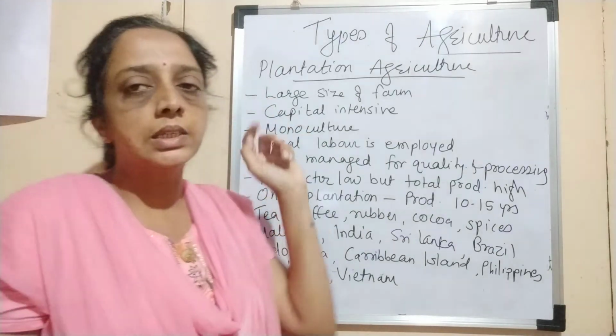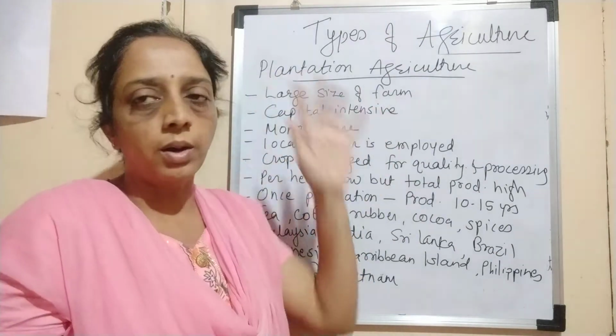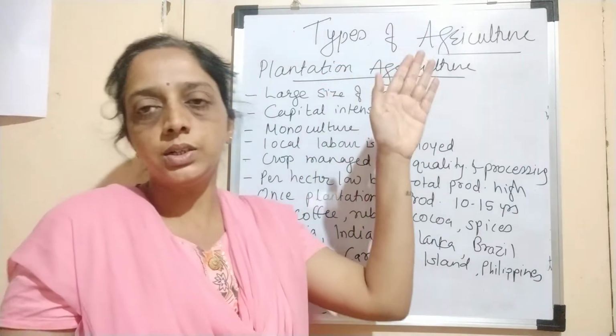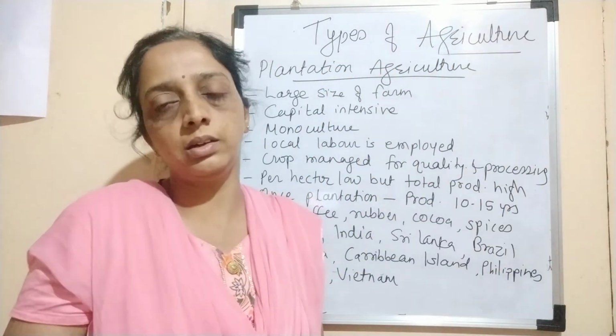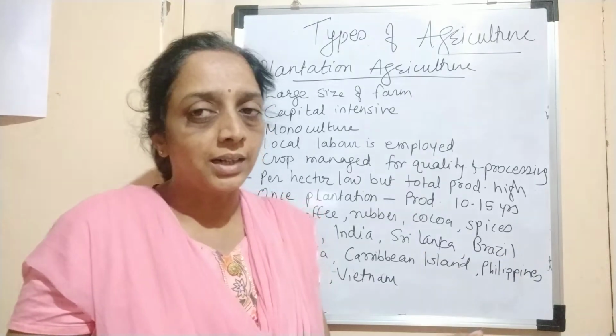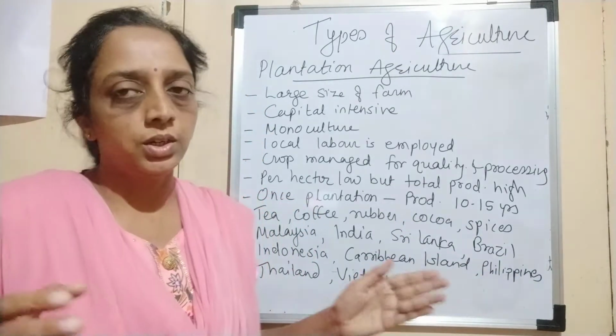The first is large size of farm. Definitely plantation agriculture is a commercial type of agriculture, and so it is obvious that the size of the farm is huge.